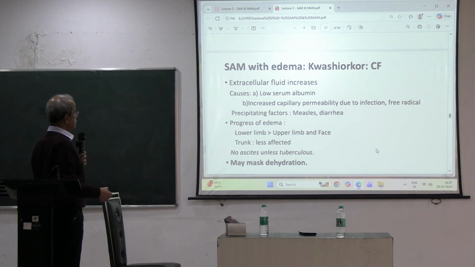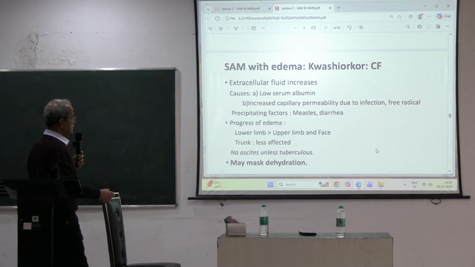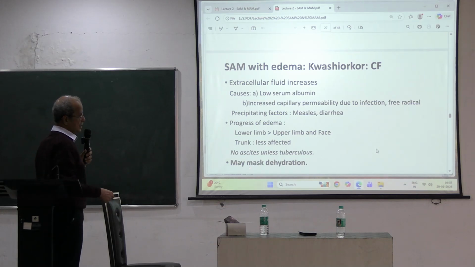So, severe acute malnutrition with edema, the extracellular fluid increases, as I have told you. The cause is low serum albumin, and there is increased capillary permeability due to infection and free radical damage. Precipitating factors like measles and diarrhea are often there. The edema first appears in the lower limb, then it affects the upper limb and face. Trunk is less affected, and ascites usually is absent.